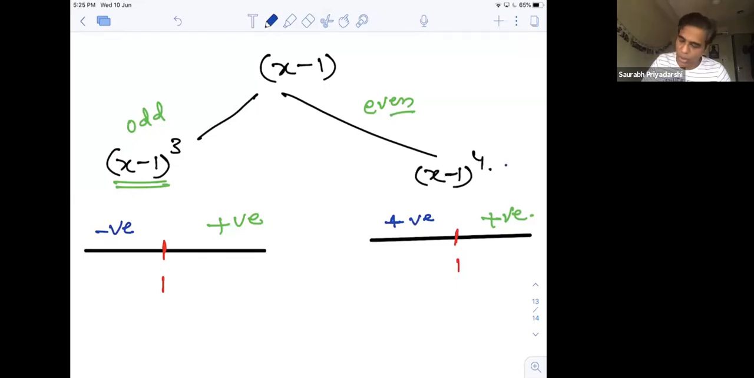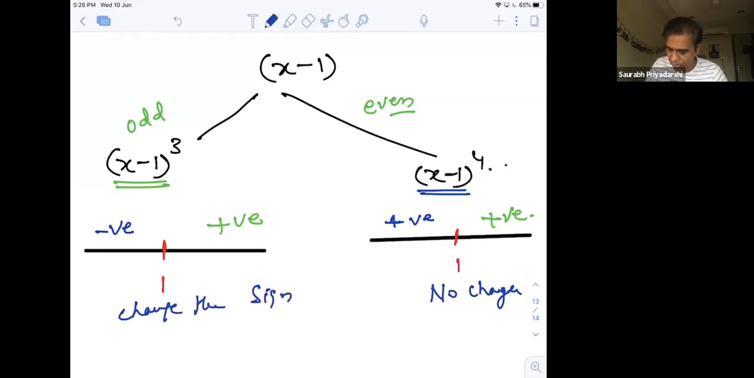So if the power is even, it will not change the sign, right? And if the power is odd, it changes the sign, right? The difference depends on whether the power is even or odd. If the power is even, it will not change the sign. If the power is odd, it will change the sign, right? So note down, please.